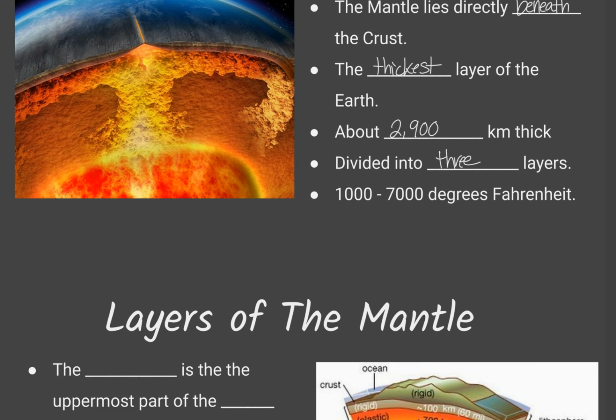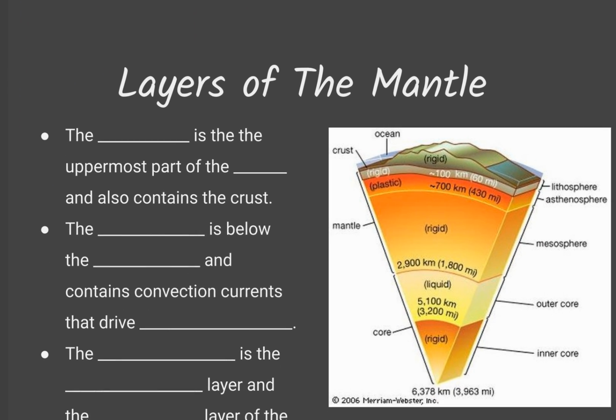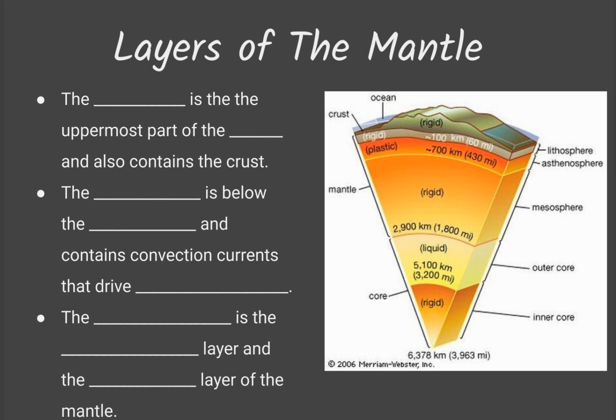We're going to take a closer look at those 3 different layers of the mantle, but let's summarize the 3 layers first. The lithosphere is the uppermost part of the mantle, but the lithosphere also contains the crust. So the lithosphere doesn't just contain mantle, it also contains the crust. So it's the outermost layer of the Earth plus a little bit of mantle.